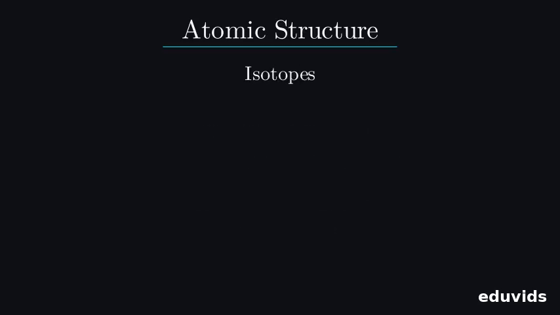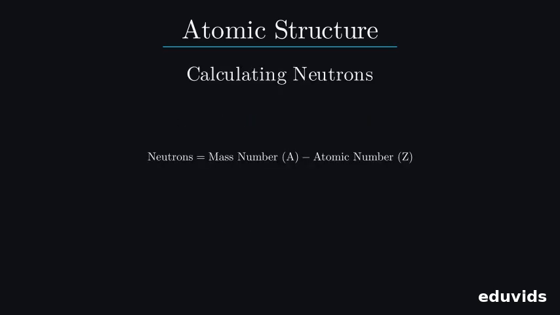Now isotopes. Isotopes are atoms of the same element that have the same number of protons but different numbers of neutrons. Carbon-14 and carbon-12 are isotopes of carbon. They have 6 protons each, but 14 minus 6 equals 8 neutrons for carbon-14. The worked example shows how to find neutrons. Subtract the atomic number from the atomic mass.